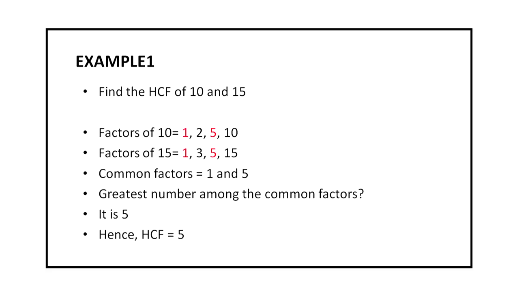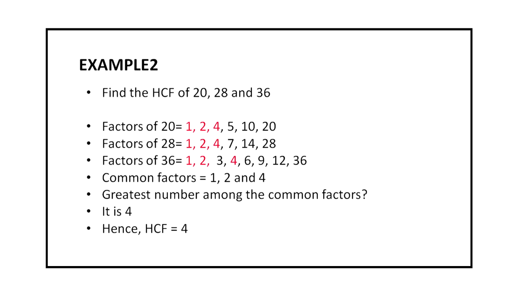Factors of 10 are 1, 2, 5 and 10. Factors of 15 are 1, 3, 5 and 15. So which are the common factors? We can see that 1 and 5 are common to both 10 and 15. Now the next task, which is the greatest number among the common factors? We can easily see that 5 is the greatest number among these common factors. Hence, HCF, or the highest common factor, equals 5.